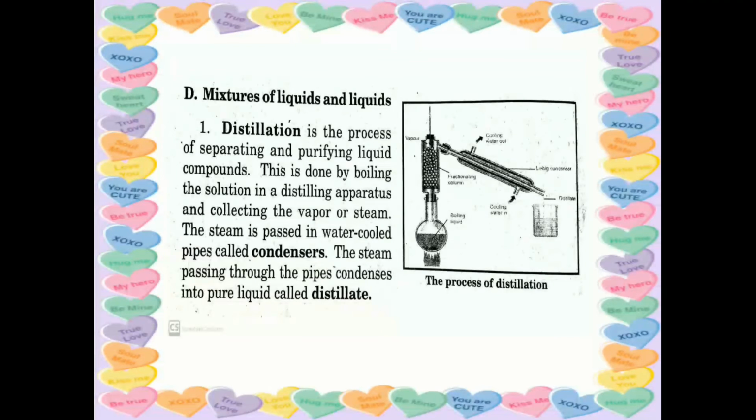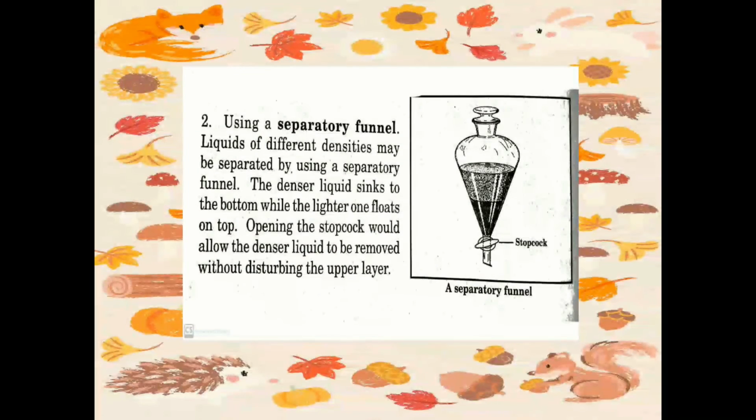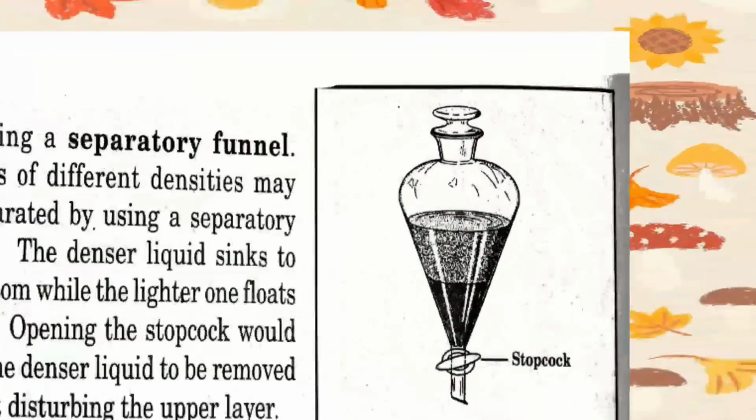And the last one is separatory funnel or using a separatory funnel. So, yeah, liquids of different densities may be separated by using separatory funnel. The denser liquid sinks into the bottom while the lighter one floats on the top. Opening the stopcock would allow the denser liquid to be removed without disturbing the upper layer.